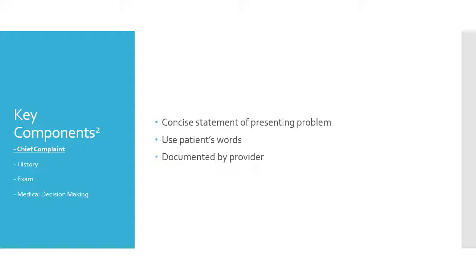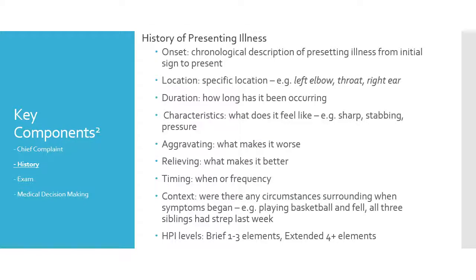The chief complaint is the statement for why the patient has presented to the clinic. You should chart this in the patient's words and make sure that it is documented appropriately. The next component is the history. This includes a variety of aspects of the patient's medical, social, and personal history. The first to note is the history of presenting illness. This is typically when you would use your old charts and search for the information that will point you in the direction of the patient's concern.